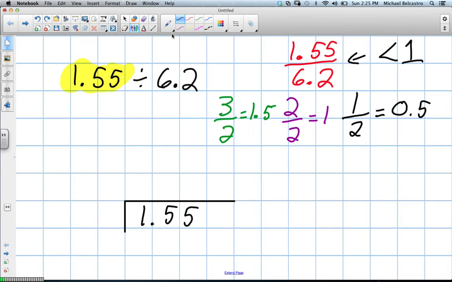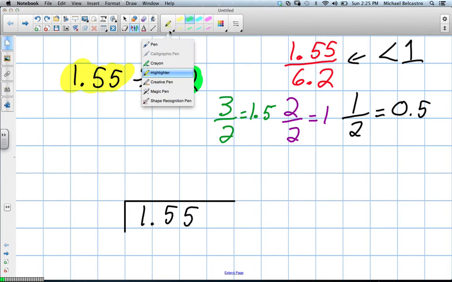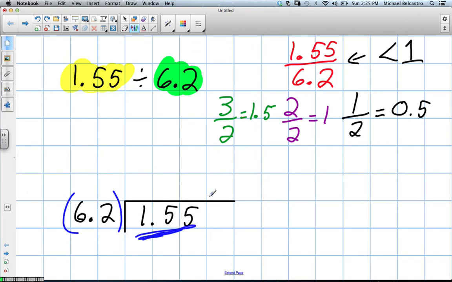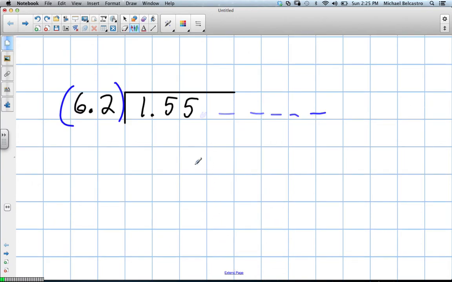1.55, and it's divided by 6.2, okay? Well, our 6.2 is the term on the outside, but we don't like to work with our decimals. So what we're going to try to do is make the term on the outside a whole number. It doesn't matter if this is a whole number or not, because eventually in long division we end up putting our own decimals and we continue along, right? So we want this term to be a whole number without any decimals.